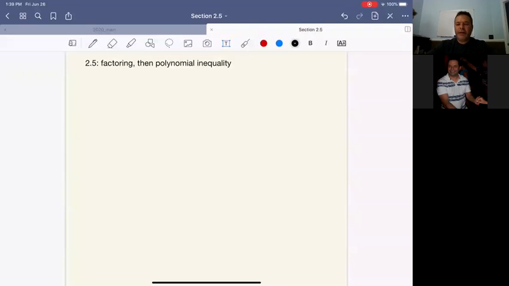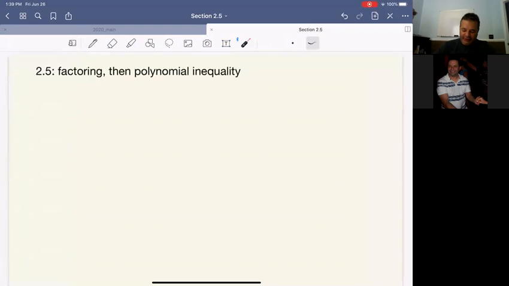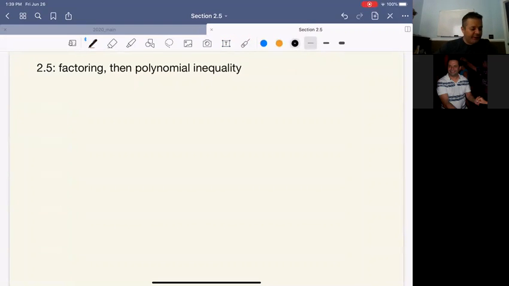All right, welcome back. So we're going to look at, well, I've put it here, factoring then polynomial inequalities. So what do I mean by that? Let's take a look at, let's solve f of x equals x cubed plus 2x squared minus 5x minus 6. And we're going to consider when is f of x greater than 0. Okay, so when is f of x greater than 0? So what do we have to do here? We have to factor first.